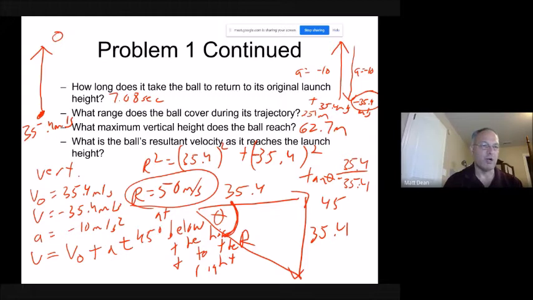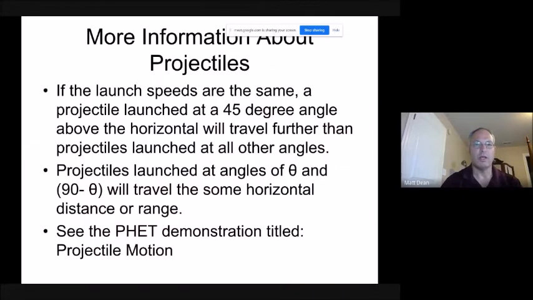So that's a lot of work to get through that one problem. Are there questions I can answer for anybody about problem one? That's all the pieces that we're going to do on this problem. All right, well, let's go to the next one then.